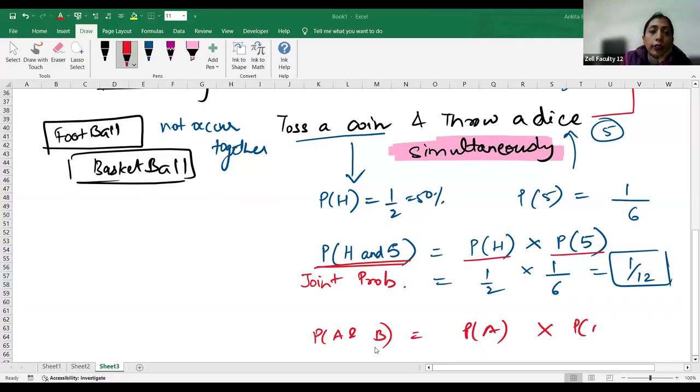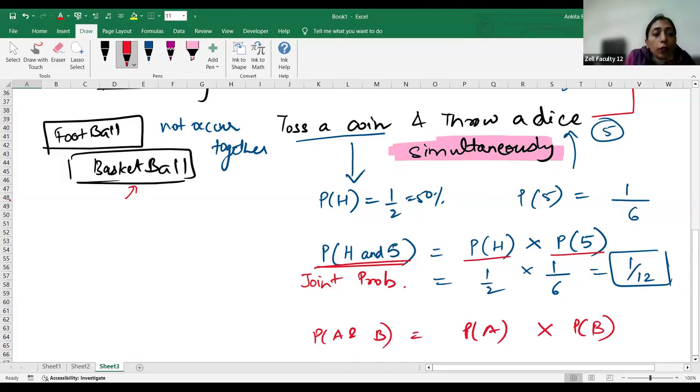So probability of A and B will be equal to probability of A into probability of B, for independent events. Now let's talk about mutually exclusive events.